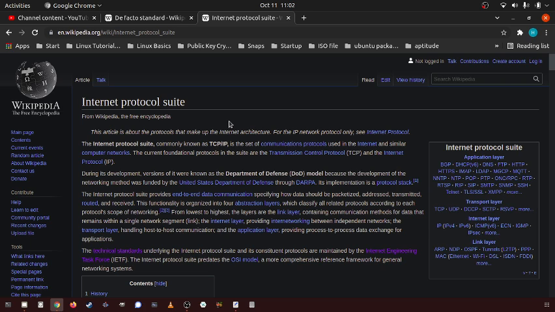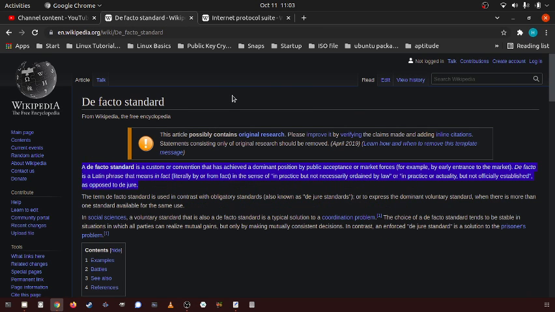A de facto standard. So that's what it means. It's a de facto standard. It's so widely used it becomes a requirement. So that is TCP/IP, and that is what a de facto standard means.